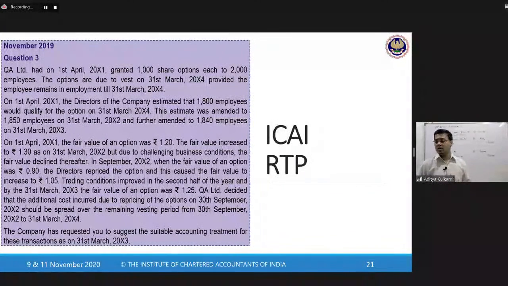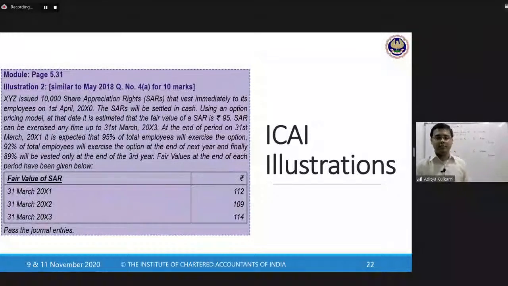I want you to do this question by yourself. Okay, so with this we come to an end of our discussion on equity settled share based payments.